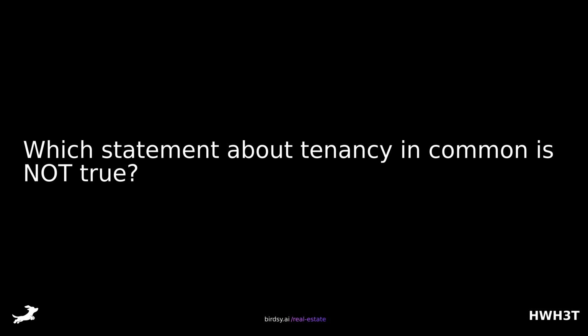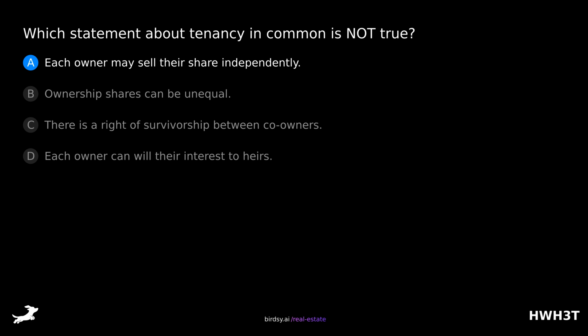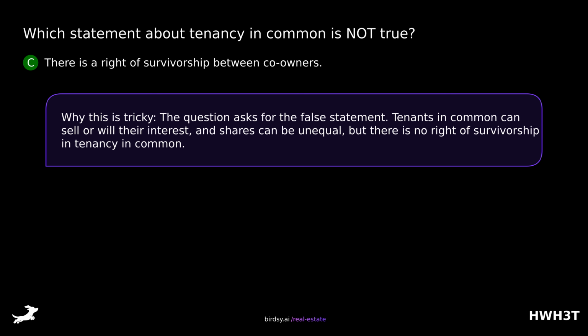Which statement about tenancy in common is not true? Is it A, each owner may sell their share independently? B, ownership shares can be unequal? C, there is a right of survivorship between co-owners? Or D, each owner can will their interest to heirs? The correct answer is C, there is a right of survivorship between co-owners. Why this is tricky? The question asks for the false statement. Tenants in common can sell or will their interest, and shares can be unequal, but there is no right of survivorship in tenancy in common.